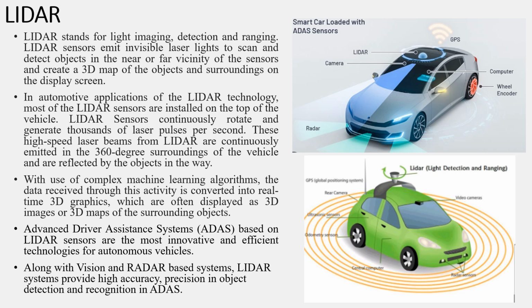These high-speed laser beams from LiDAR are continuously emitted in the 360-degree surroundings of the vehicle and are reflected by the objects in the way. With the use of complex machine learning algorithms, the data received is converted into real-time 3D graphics, which are often displayed as 3D images or 3D maps of surrounding objects. Now, I reiterate one thing. Imagine a camera rotating at a very high RPM and taking thousands of photographs of the surroundings in a 360 degree field of view, and by stitching these photographs together, it prepares a 3D map.